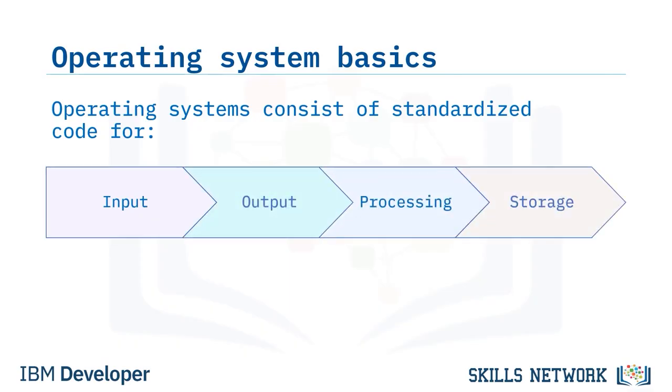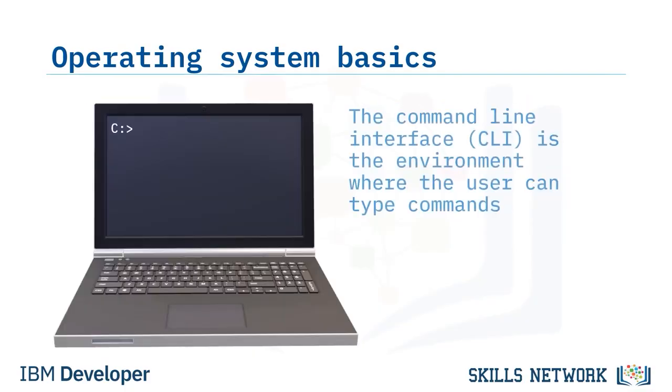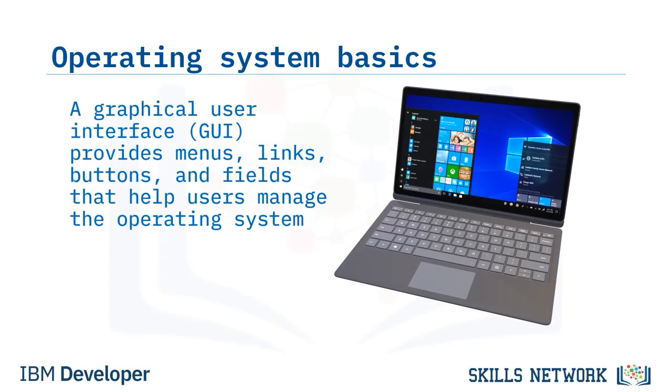These efforts help keep data error-free and mitigate data loss. Operating systems can have more than one environment. The first environment, the command line interface, or CLI, is an environment where the user can type commands. The second environment is known as a graphical user interface, or a graphic shell. These environments provide menus, links, buttons, and fields that help users manage the operating system.